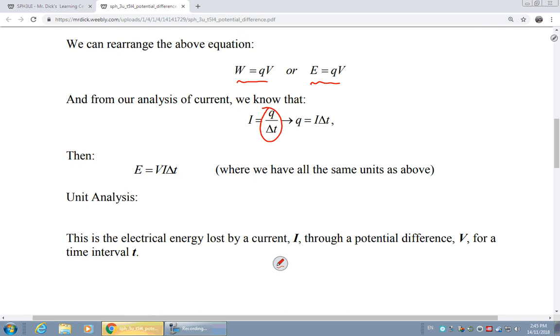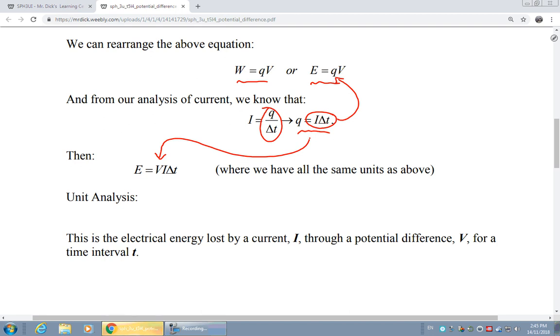Or in other words, if we wanted to find the charge, we could take our current and multiply by the time. So if we take this value and substitute it in place of charge and do just a little bit of mathematical rearranging, we arrive at an overall formula that says that E is equal to VI delta T. And all the same units that we're using are the same as the ones we previously used.